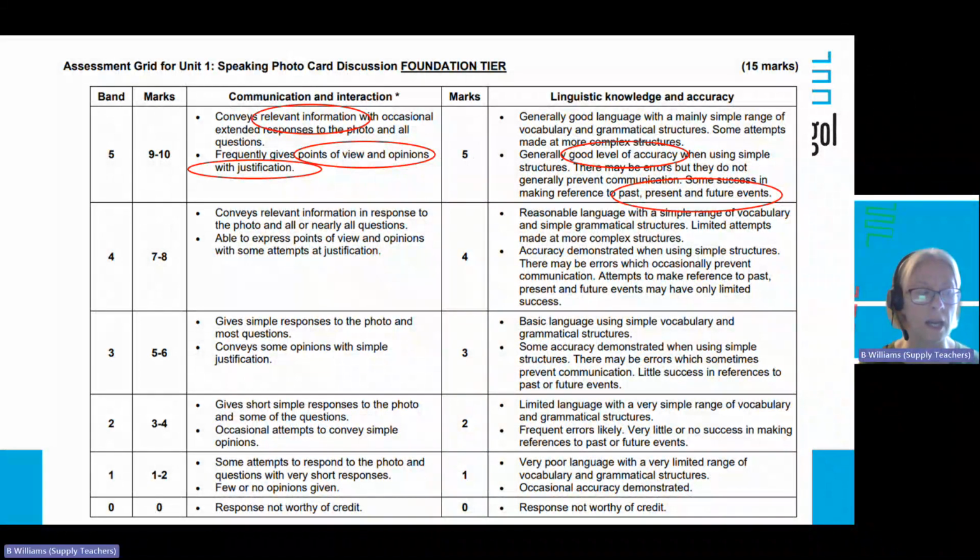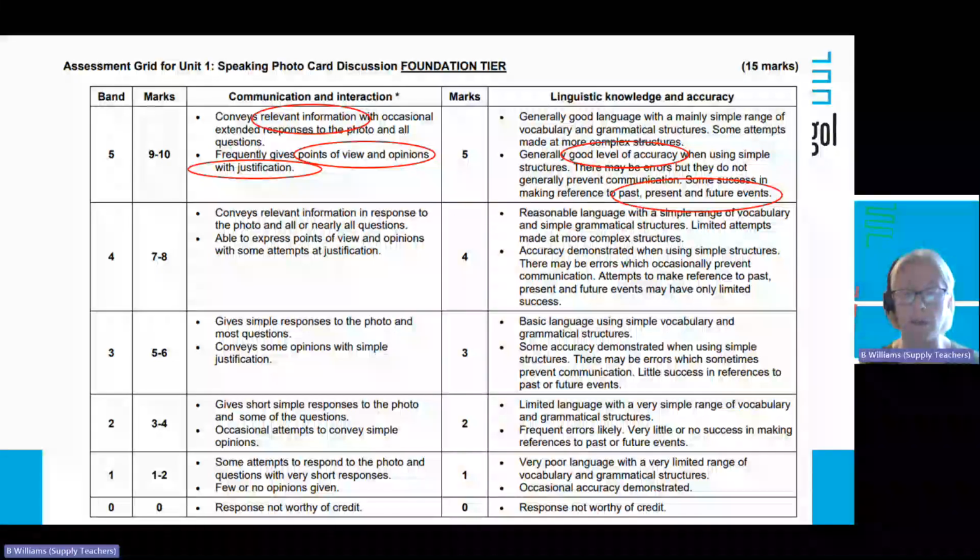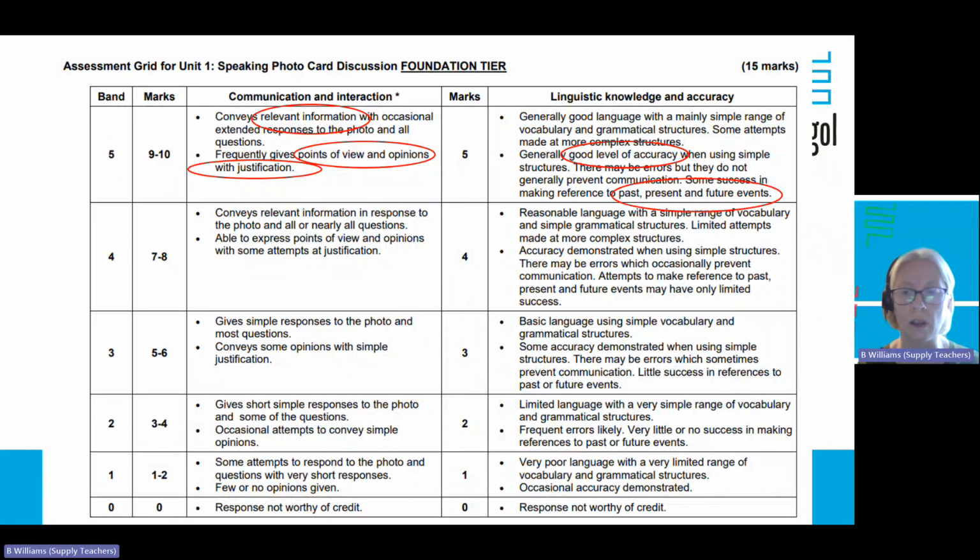The linguistic knowledge and accuracy, you're looking for a good level of accuracy, but as I said, the odd mistake is accepted, especially in the foundation tier. So we're not looking for absolute perfection, but a general good level of accuracy. And you will be required to use the past, present, and future tenses in your photocard description and in the answers to the questions which follow.